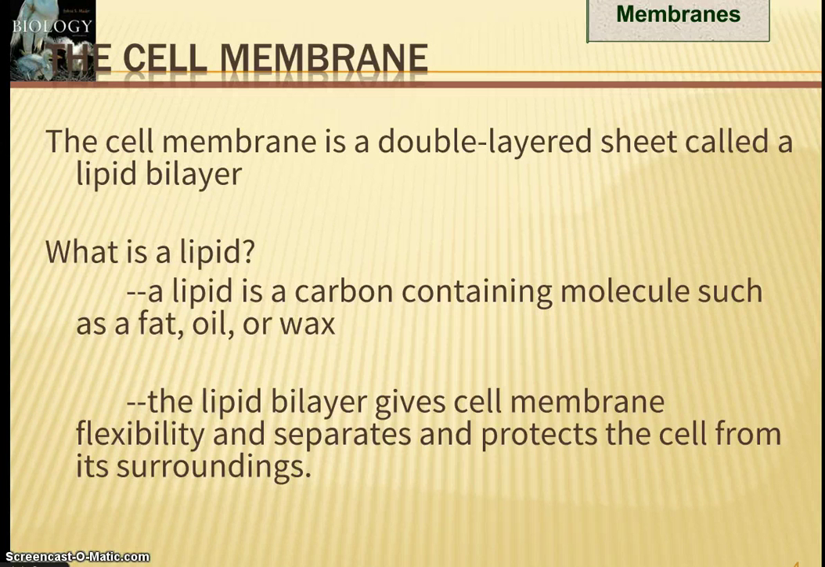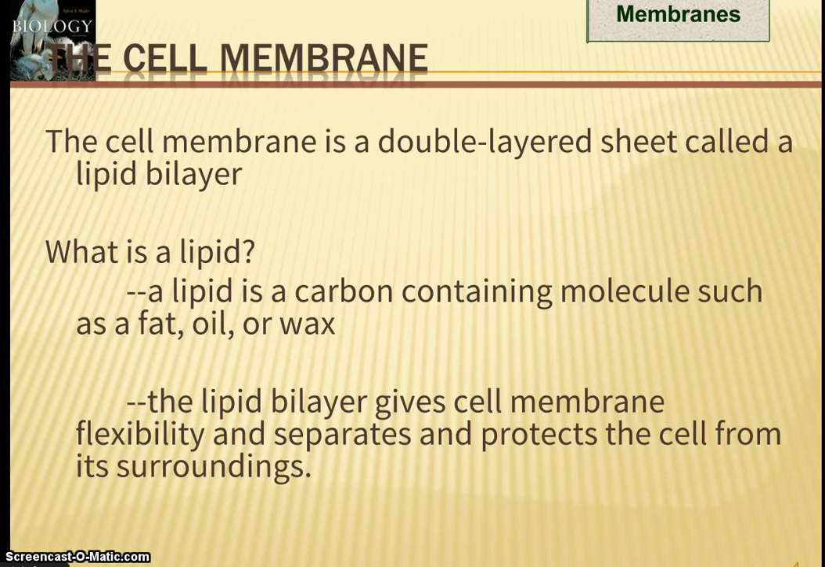Okay. So our title here is just the cell membrane. You need to write down that top bullet. The cell membrane is a double layered sheet that can be called a lipid bilayer. Okay, you all know that bi means two. So the cell membrane is actually a two-layered sheet, and it's made out of lipids.